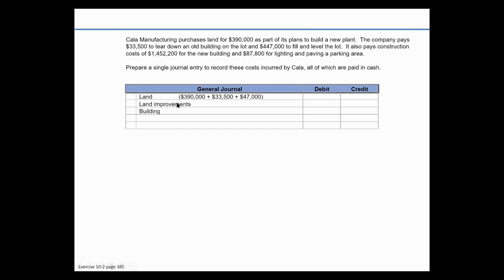So we would debit land, land improvements, and building. And so land would be the $390,000, which is the initial price of the land, plus $33,500, which is the cost to tear down the building that already exists there. And then also, I think there's a typo, it should be $47,000 in order to fill and level the land. So you would debit that. Then you have land improvements of $87,800, and that is for your parking lot and lighting. And then the building is $1,452,200. And then we would just, of course, credit cash for the total of these.